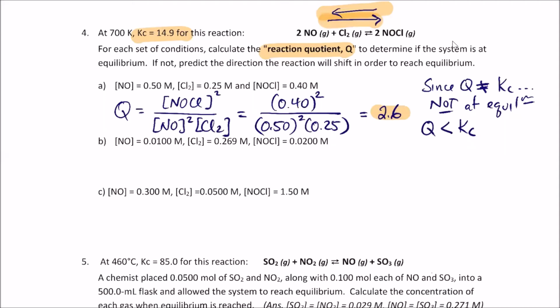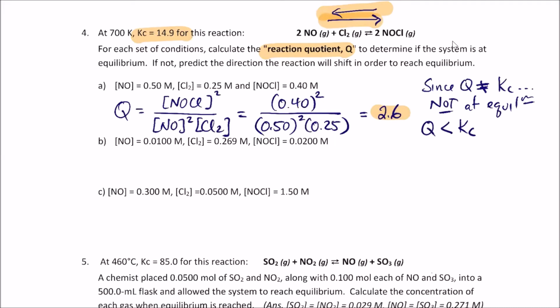But what will have to happen to Q if it's going to reach equilibrium? I'm asking what has to happen to Q. Q right now is less than Kc. So will Q have to get bigger or will Q have to get smaller? Q needs to get bigger, right? Because right now it's too small. It's less than Kc. So Q has to get bigger.